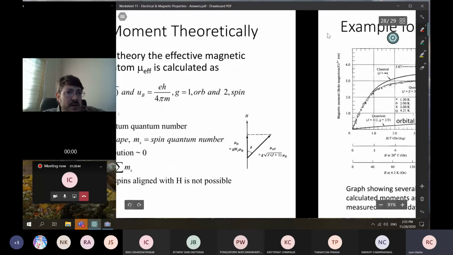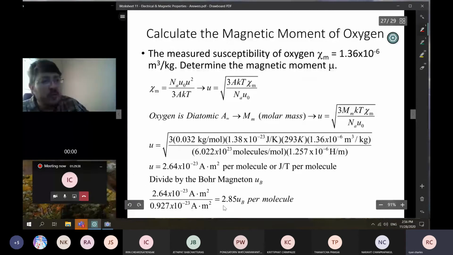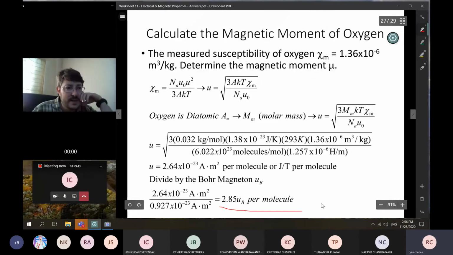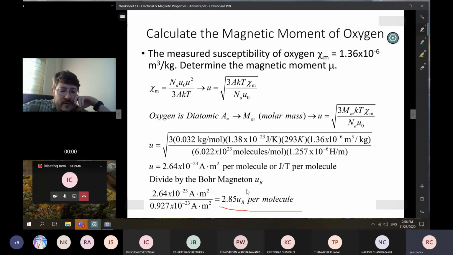The measured susceptibility of oxygen, chi sub m, is 1.36 times 10 to the minus 6 meters cubed per kilogram. Determine the magnetic moment mu. We had that equation. Rearrange for mu. Oxygen is diatomic, that's where that is important, and you can get 2.85 times the Bohr magneton per molecule. In that table, it was numbers like 1 and 2 and 3. That's times the Bohr magneton per molecule.